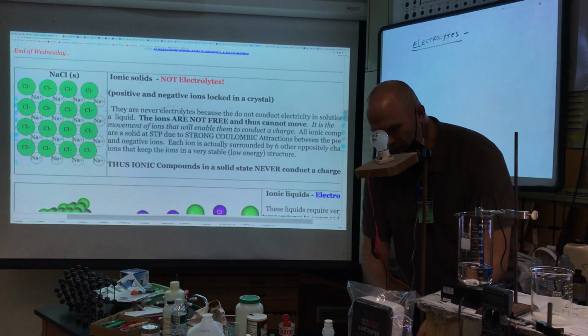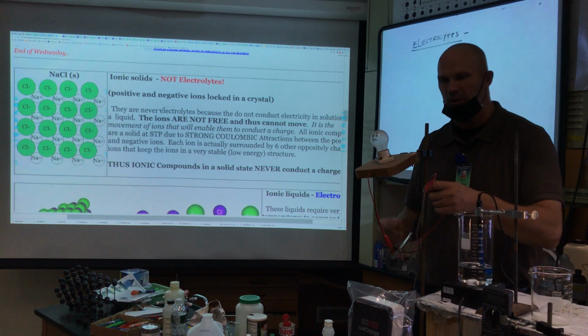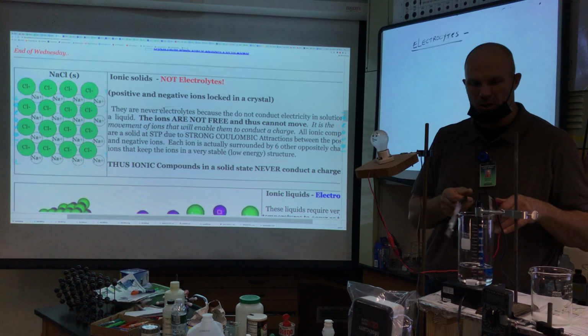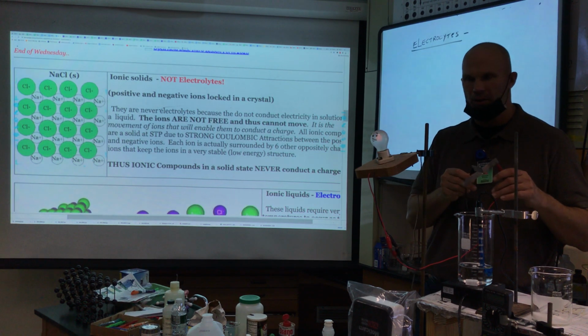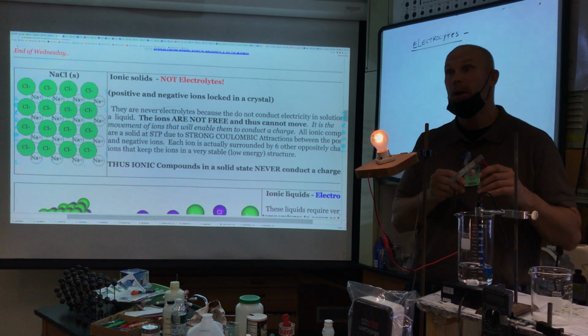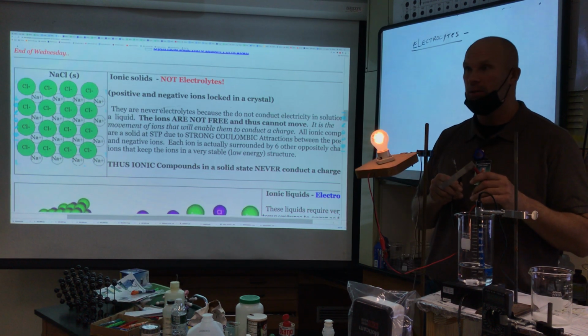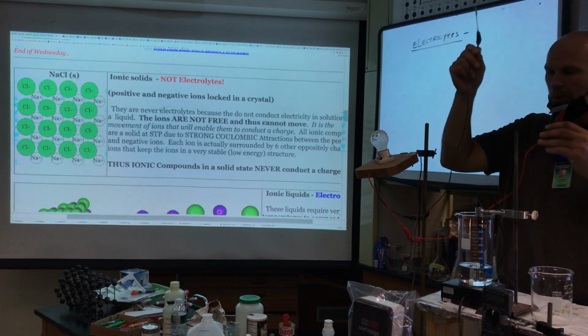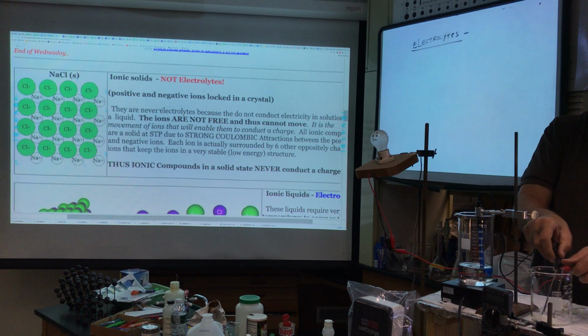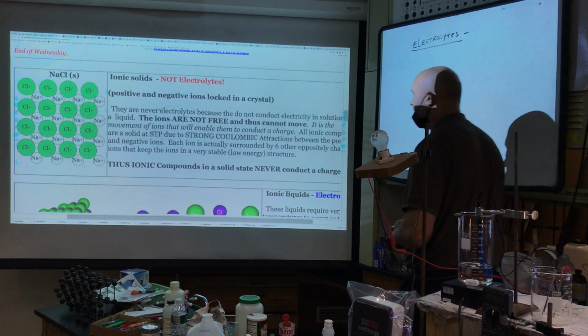So I take my Ernie, which is nothing more than plugged in. There's a DC current going through here. All I have to do is close the circuit, and Ernie should light up. Of course, I'm using metals here because metals conduct electricity. Metals are not electrolytes; they are materials that have free-moving electrons. We'll talk about that. But when I put these two electrodes into solid sodium chloride, there is no conductivity.